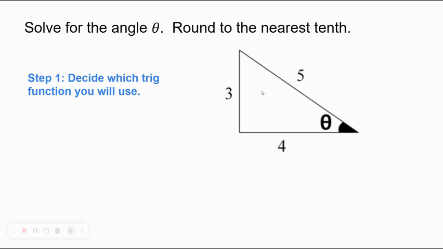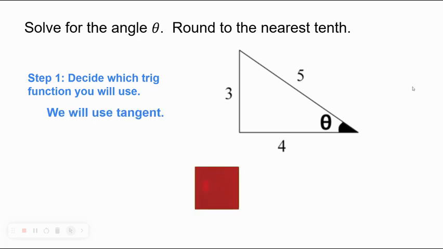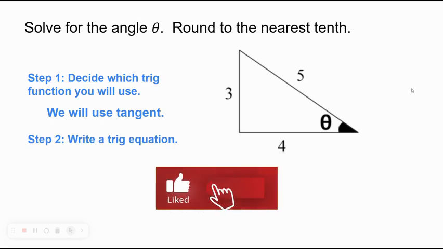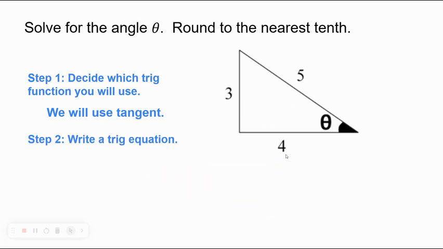Now, we know all of the sides of the triangle, and so we technically could use any of the trig functions, but we have to pick one. I'm going to use tangent. Remember that tangent is the opposite over the adjacent. So remember SOHCAHTOA, the TOA, the tangent is the opposite over the adjacent.